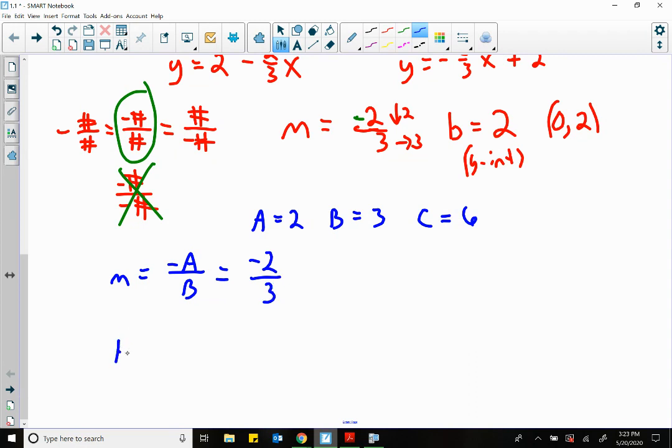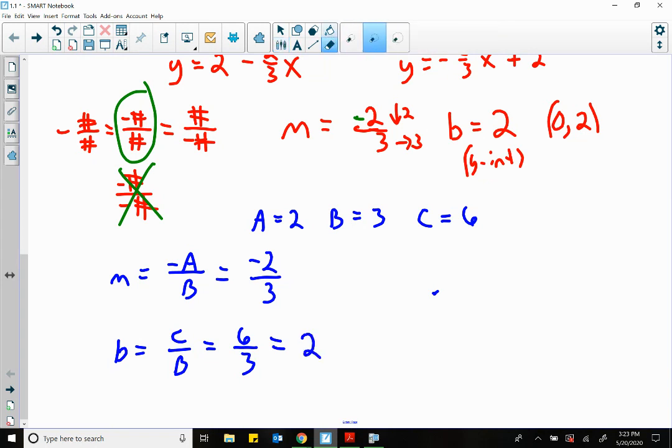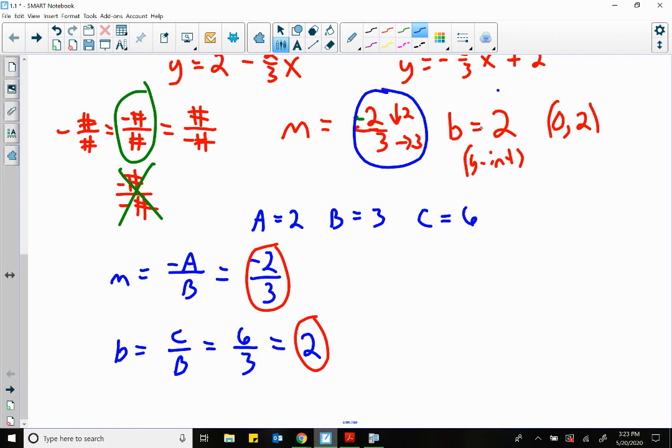What is the B value then? Let's figure this out. In other words, the B of slope-intercept. So this is C over B, which is 6 over 3. Does that reduce? Yes, to 2. Oh, look at this. This matches this. Right there, you've got your equation.